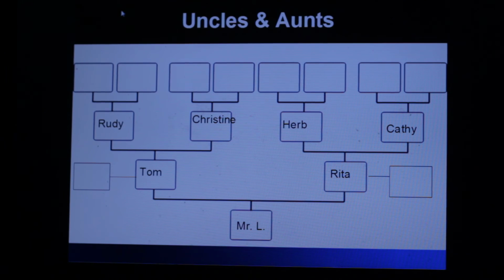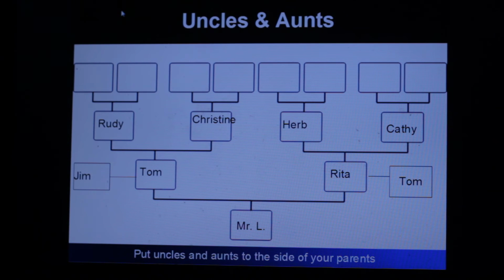Now, what about uncles and aunts? Well, they go next to your mom and dad, depending if you're mom's sister, brother, your dad's sister, brother. My dad, his brother is Jim. My mom, her brother is Tom. I can have a lot more, but I put them on the side there. See, that's where uncles and aunts go. They go in the 2nd generation next to your parents.